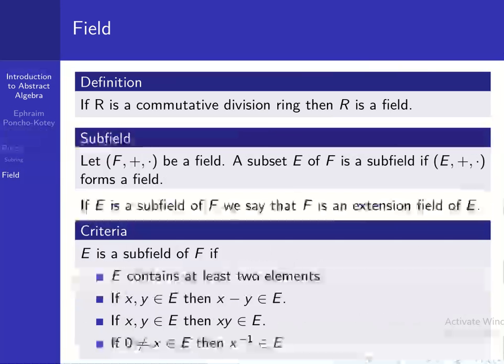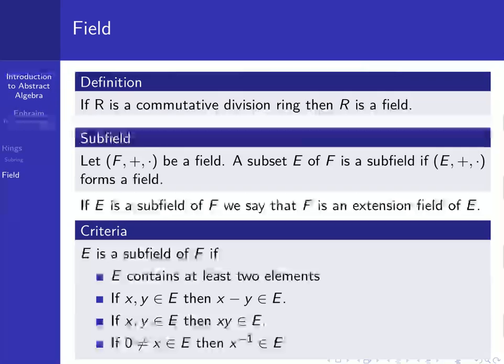Okay. Now let's define a field. So a field is just a commutative division ring. So if you have a ring that is commutative and it's a division ring, then it's a field. So like earlier, a subfield is just a subset that is also a field. And if you want a criteria, let's say E is a subset of F. You want a criteria for E, then first E should contain at least two elements, and those two elements are the trivial elements. That is the zero, the additive identity, and the set itself.